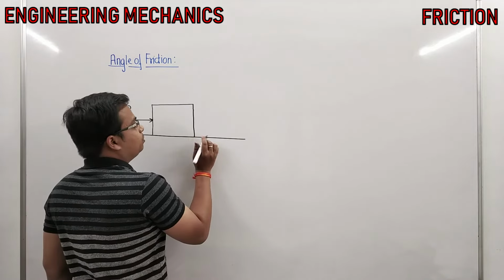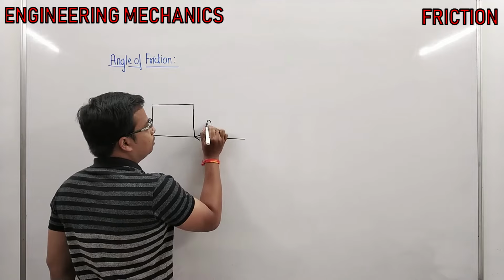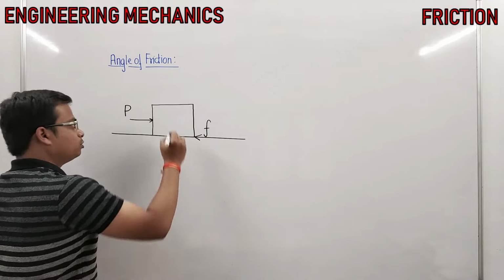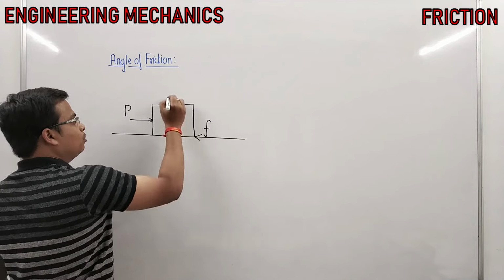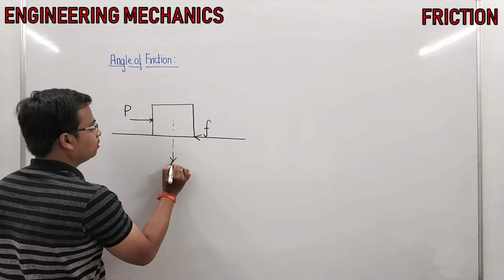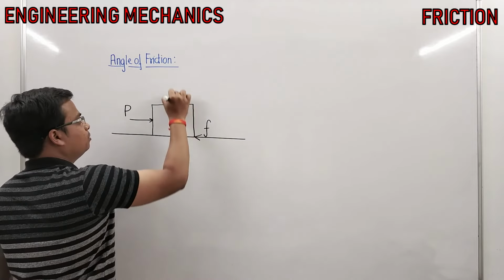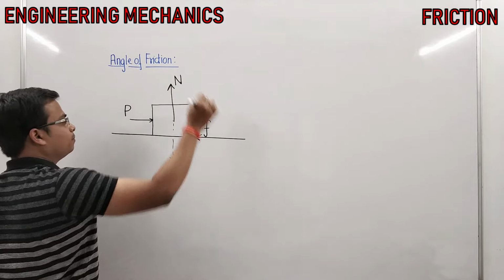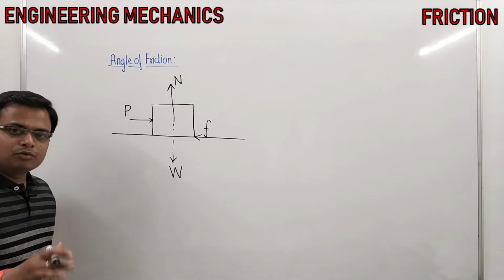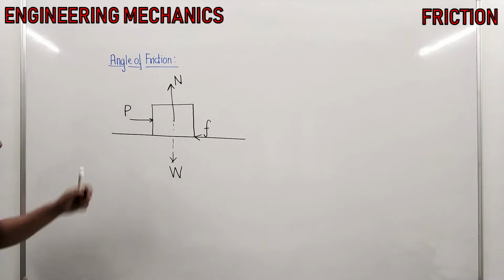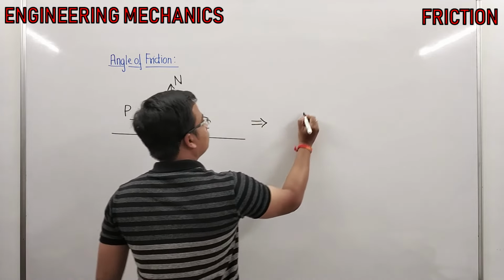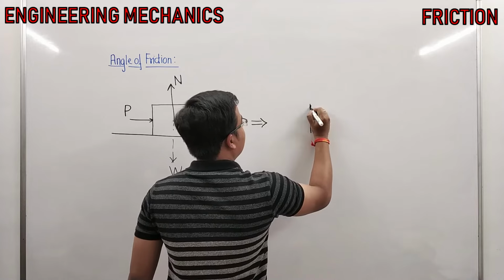There is obviously going to be some friction force F. Let me simply write this as small f. There is going to be some weight, and there is going to be some reaction N. Now what is the angle of friction? Can you see any angle that any force is making? No, right? So let me take you through this. Let me make this body once again. Let me rather make the free body.